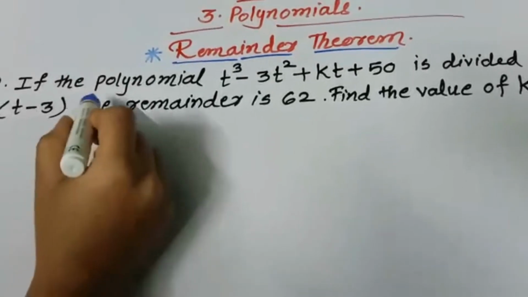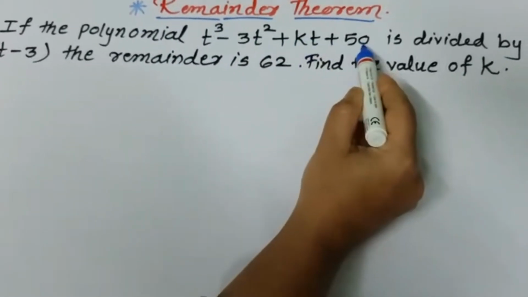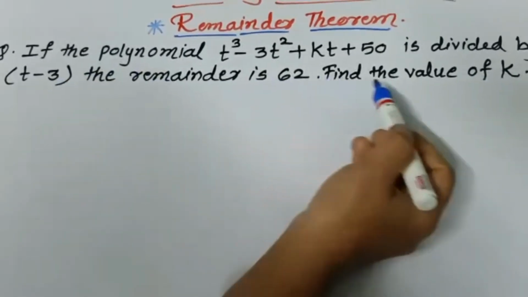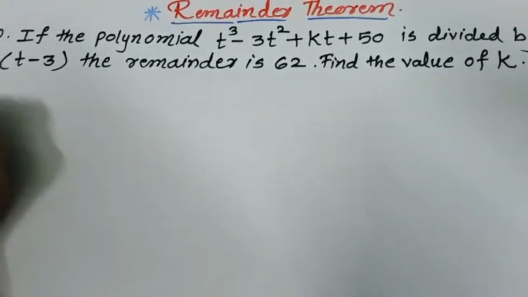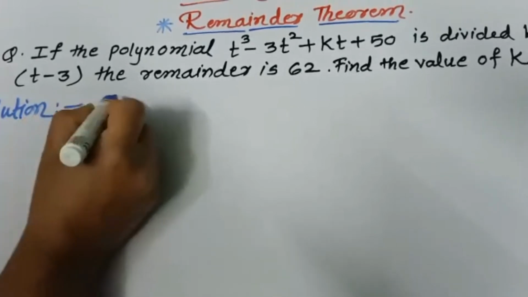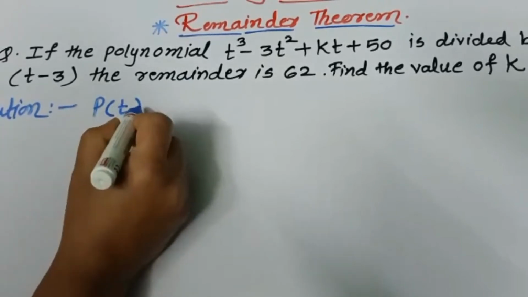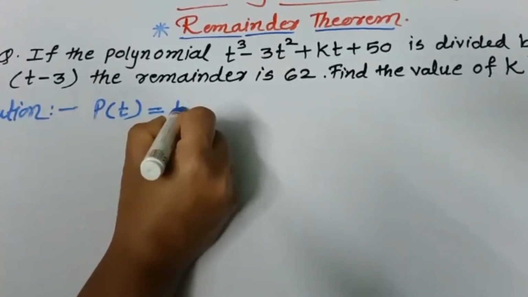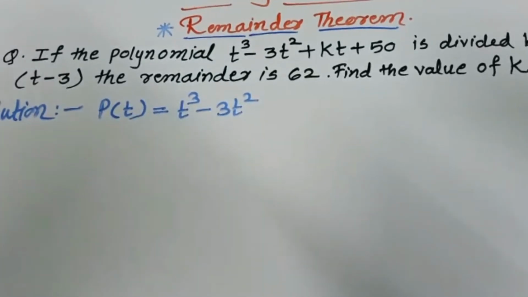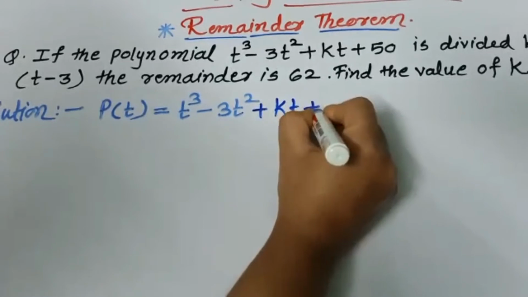Our next question is, if the polynomial t raised to 3 minus 3t square plus kt plus 50 is divided by t minus 3, the remainder is 62, then find the value of k. Okay. So here see, the polynomial in the term of t is given. So write that p of t. Here the variable is t. So p of t is equal to t raised to 3 minus 3t square plus kt plus 50.